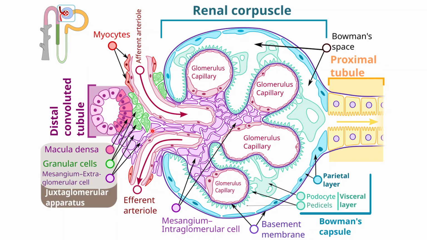And as I mentioned, the juxtaglomerular cells have some granular cells that secrete renin, which is very important for the RAS, the renin-angiotensin-aldosterone system that helps increase blood pressure. So if there's low blood pressure, that triggers renin release, and that will then cause the blood pressure to increase. Yeah, so those are the major things.